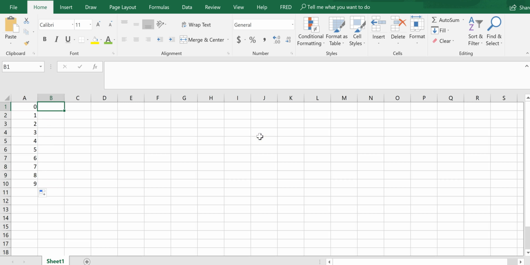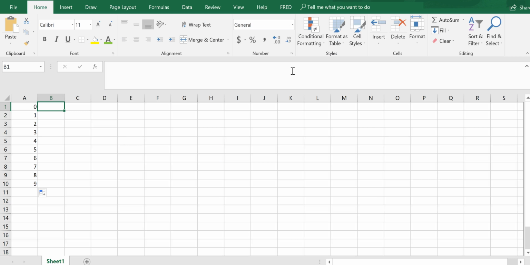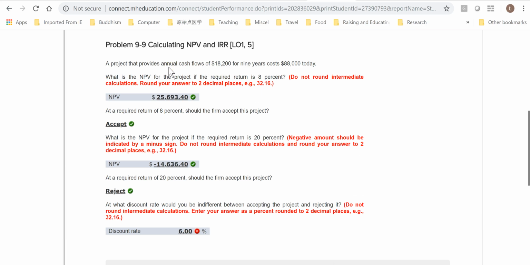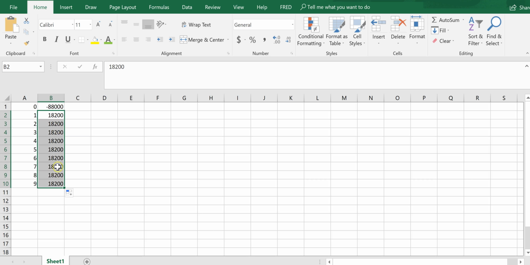Year 0 is the current year, and the cash flow is the cost, the cash outlay, $88,000. Since it's a negative cash flow, we should have a negative sign there. Starting from year 1, we have an annual cash flow of 18,200. This is the same for every year for 9 years, so we just pull down. We know this is called an annuity, right? Starting from year 1. For IRR, we can use the IRR function.